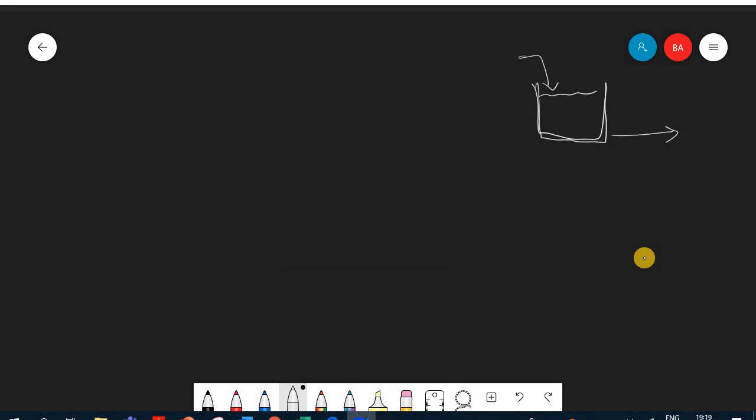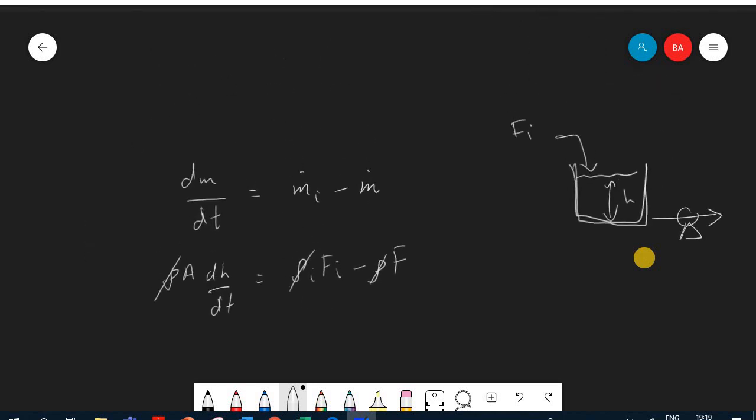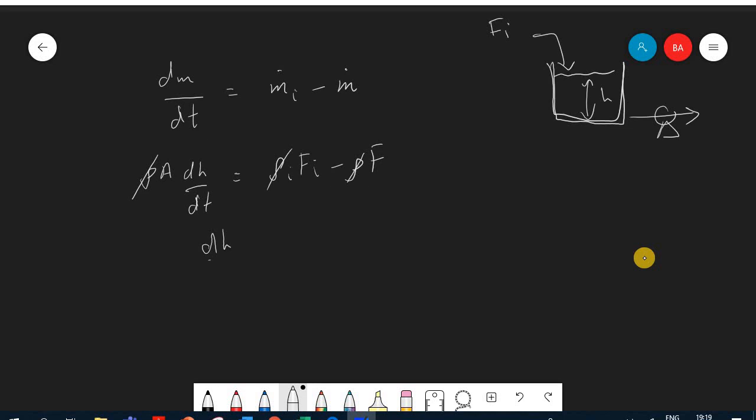Within this tank we have a pump, and of course we have an input flow rate, and we want to see how the height changes with time. So how do we do this? We form the overall balance dm/dt equals m_in minus m_out. We know that m equals rho A times V, so it is rho A dh/dt equals rho F_in minus rho F. We cancel out the densities, so our problem goes down to dh/dt equals F_in over A minus F over A.